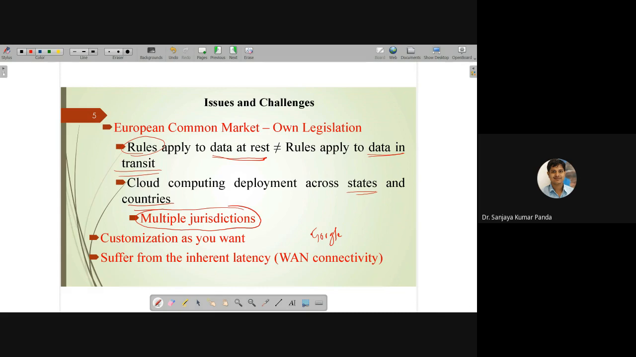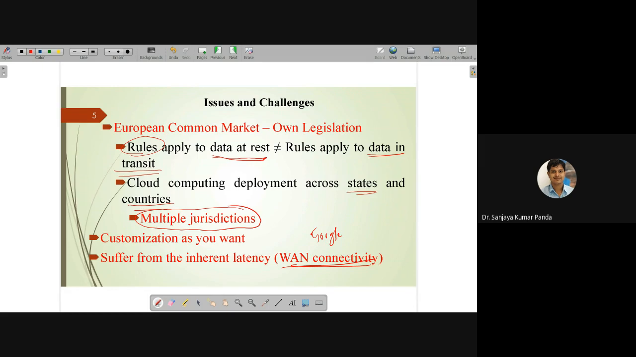If the connectivity or internet is not there, then we can suffer the problem of not getting the services on the cloud. So cloud computing suffers from the inherent latency. That is one of the issues.